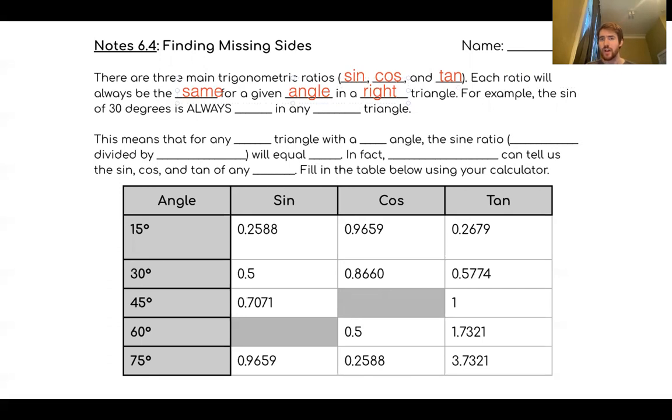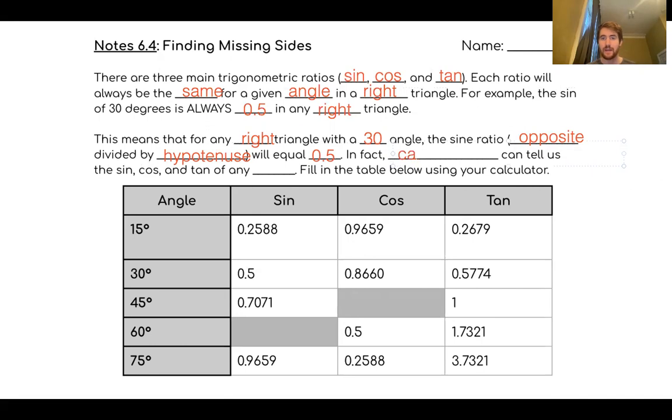But that means if you have a right triangle with, for example, a 30-degree angle, the sine will always be the same in any right triangle. In this case, the sine is 0.5 in any right triangle. What does that actually mean? That means for any right triangle, again, really important, these are only right triangles, with a 30-degree angle, the sine ratio, which of course is opposite divided by hypotenuse, will equal 0.5. For any right triangle with an angle of 30 degrees, the opposite divided by the hypotenuse will be 0.5.